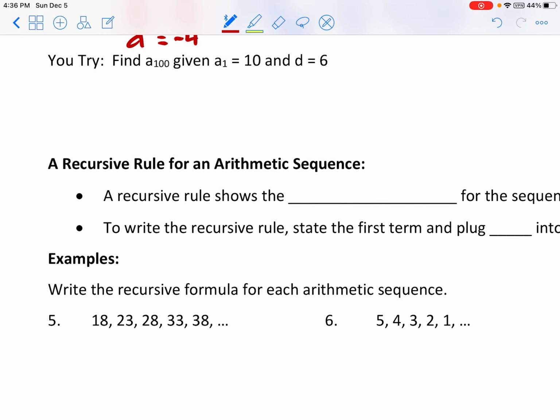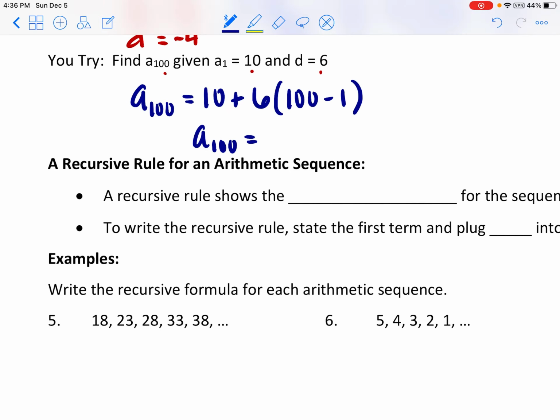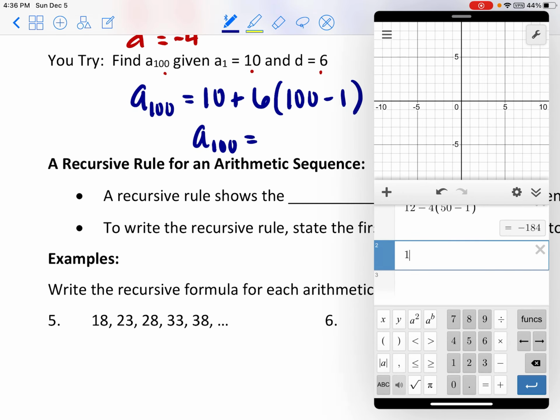This one says to find a sub 100 and gives us a first term, gives us a common difference. So a little less words, but all the information we need. So we're going to plug in. This would be a sub 100, which means we're looking for the 100th term on the list. We'll start with a sub 1, which is 10. We'll add the common difference, which is 6, times n minus 1, but again, n is 100, so that's 100 minus 1 going in. And then we're going to plug that into the calculator, again, to avoid making mistakes, which I tend to do.